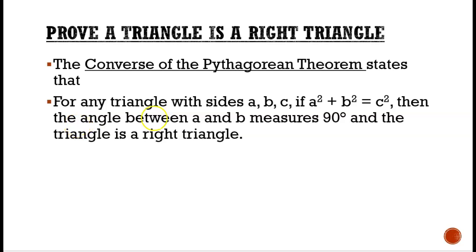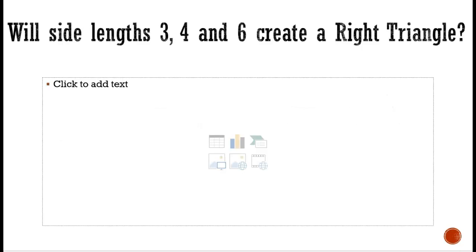then the angle between A and B measures 90 degrees. So between A and B, that means between the two legs, the angle is 90 degrees, and the triangle is a right triangle. So what does that mean? That means that if we are given side lengths like we see 3, 4, and 6, and we want to know, will these side lengths create a right triangle? Let's take a look.